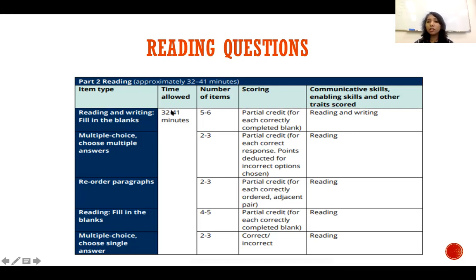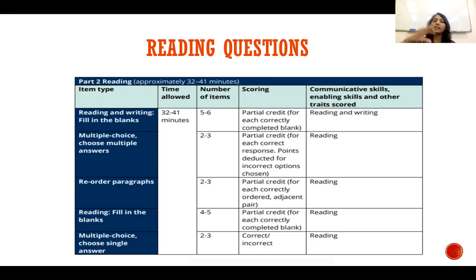So there is no allotment of time, like I told you. You will be utilizing your time by yourself, so see that you use your judgment. Do not dwell on one blank or one question for a long time, because you've got five questions to cover. And there's something called partial credit here, which I will explain in detail, but I'll just give you an idea about what I mean by partial credit.